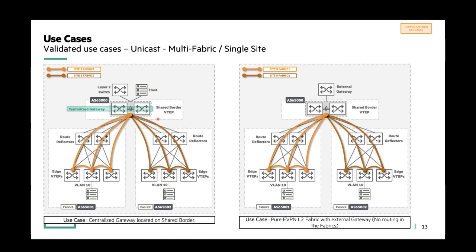In the same way, we obviously support pure layer 2 fabrics with a layer 3 gateway hosted on an external device. So it means that even the shared border VTEP doesn't have any routing function, everything being done externally on an external gateway.